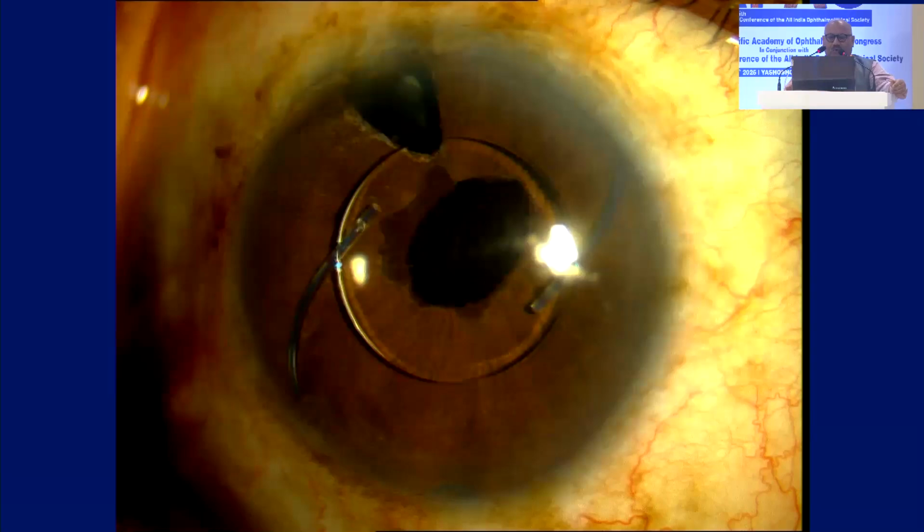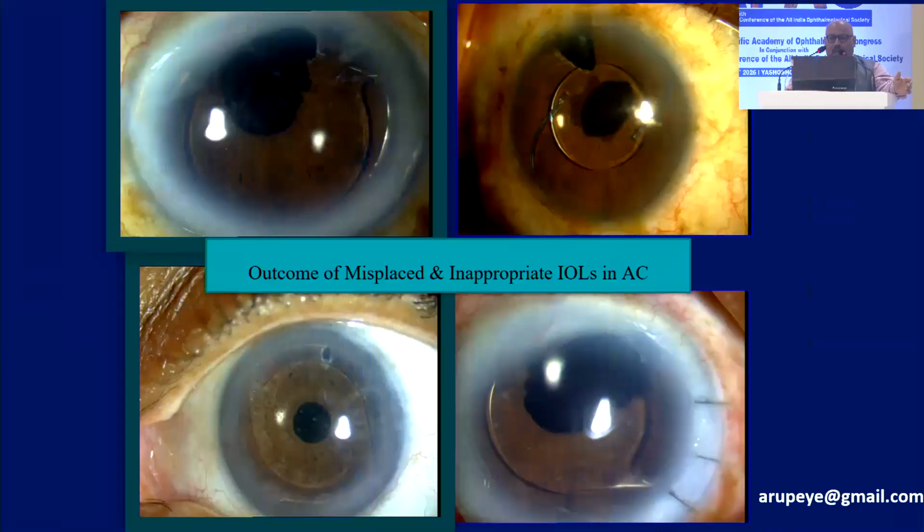Now these are some of the problems that an improperly selected ACIOL can give rise to. Recently there was a discussion in the WhatsApp group, and a senior surgeon commented that he misses the Pannu lens. The Pannu lens was a very versatile lens. It could be kept in the anterior chamber, it could be kept in the posterior chamber. But no lenses meant for the posterior chamber, such as these three-piece design lenses, should be kept in the anterior chamber.